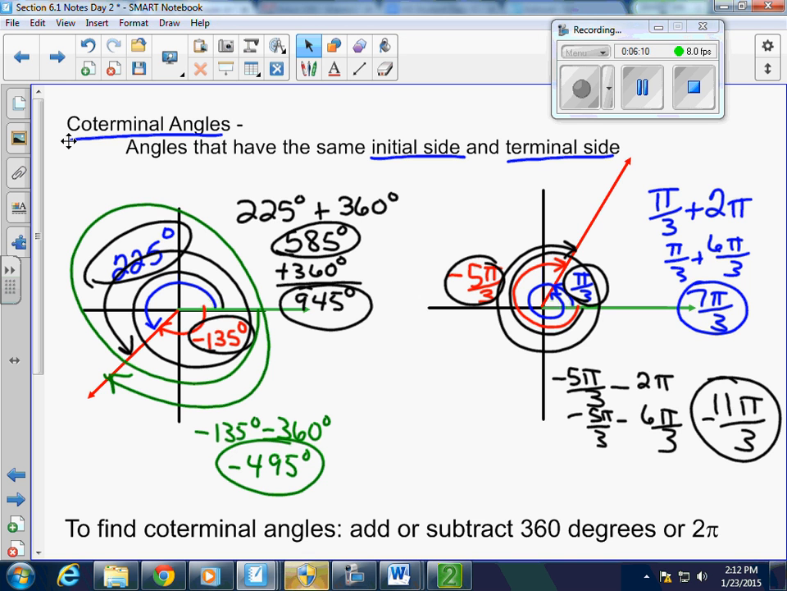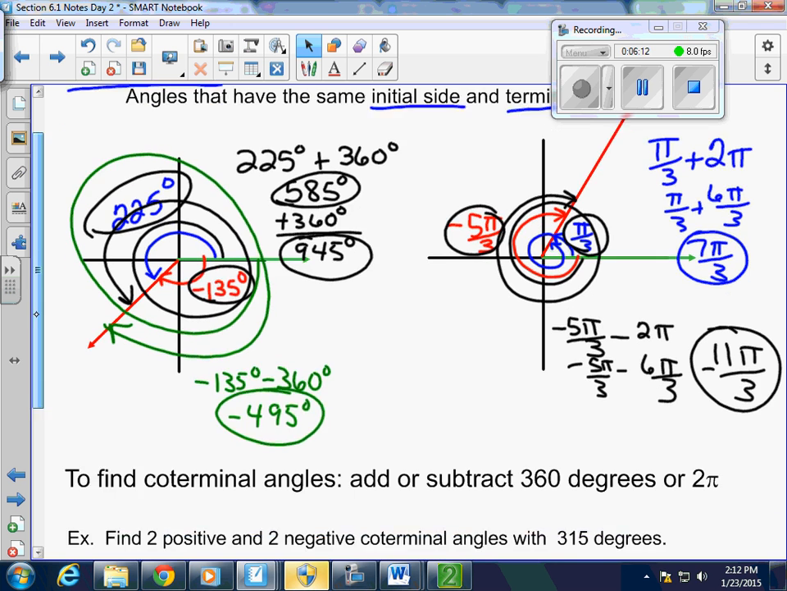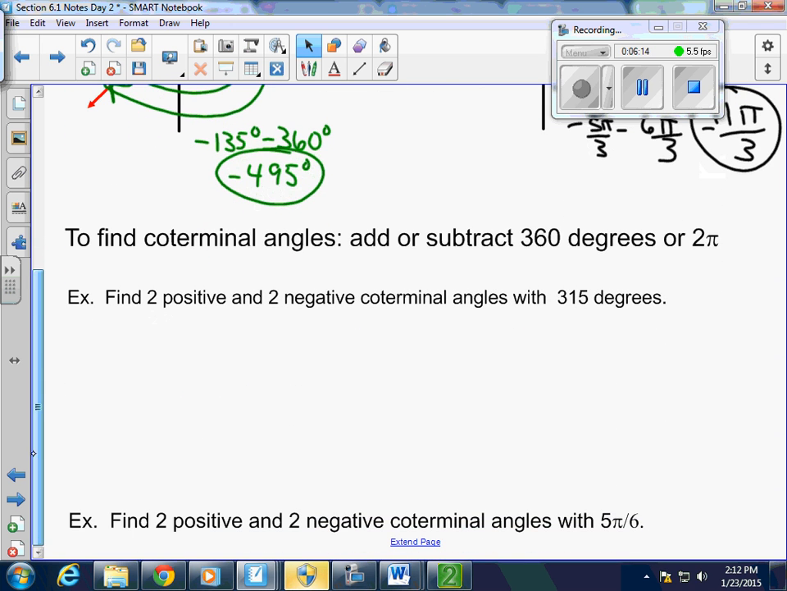Okay. So the note for you as you're looking at coterminal angles is, to find your coterminal angles, we're going to add or subtract 360 degrees or your 2 pi from each of those angles. And you can do it more than once. If it asks you to find 2 positives, add 2 pi a couple times. If it says to find 2 negatives, subtract 2 pi a couple times.